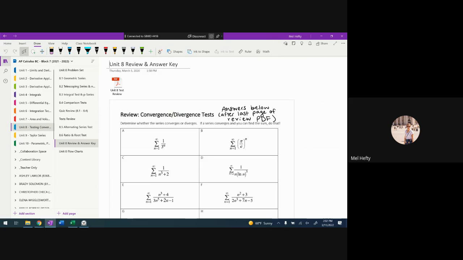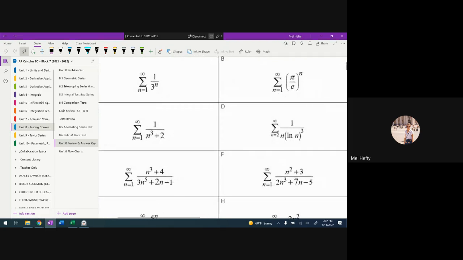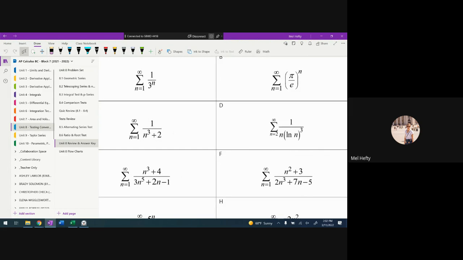Yeah. So E and F are pretty similar, but how do they differentiate? So E and F, I would actually use the same test for personally. Any thoughts on what I would use for E and F? I would compare to a P series, and I would probably use limit comparison because the fractions are so complicated.